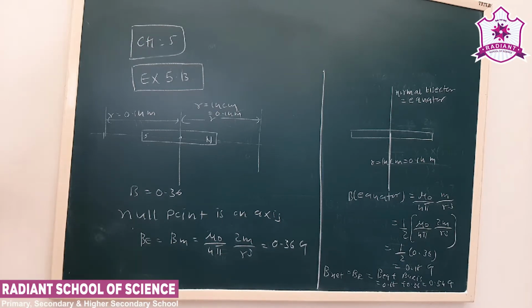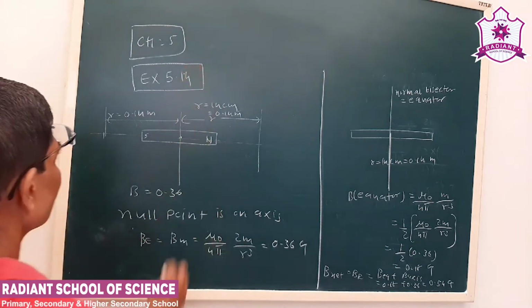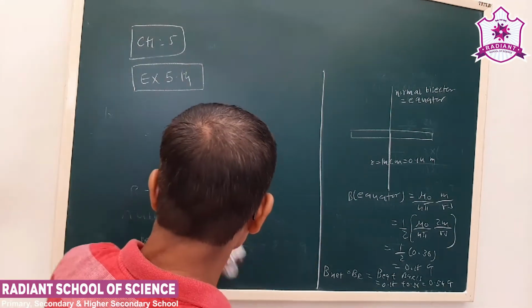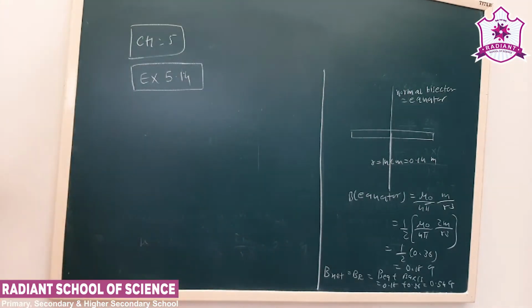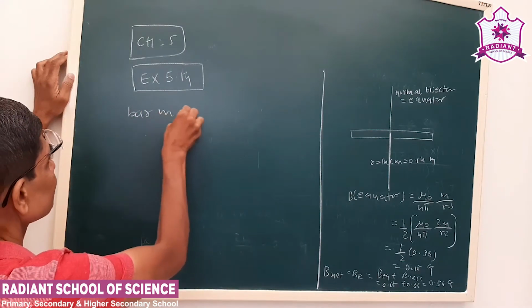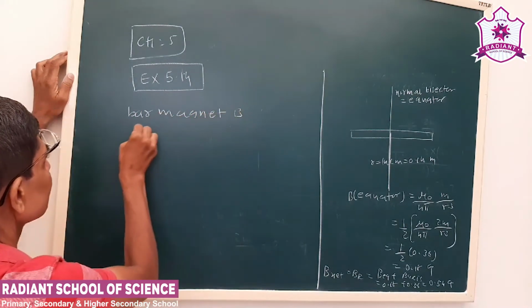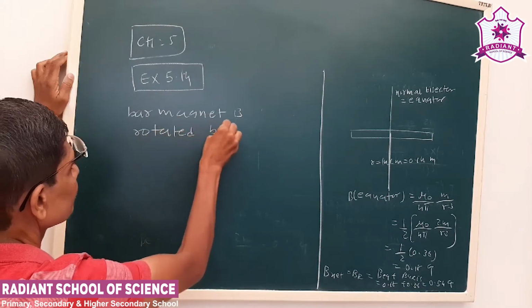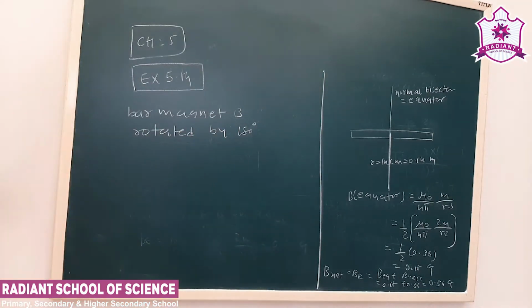Now see our next question. Exercise number 5.14 is related to this only. The same data we have to use. But the question says the bar magnet is turned about its axis by an angle of 180 degree. Where will the null point be located? The bar magnet is rotated first.